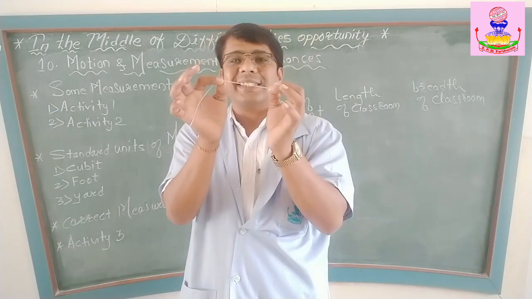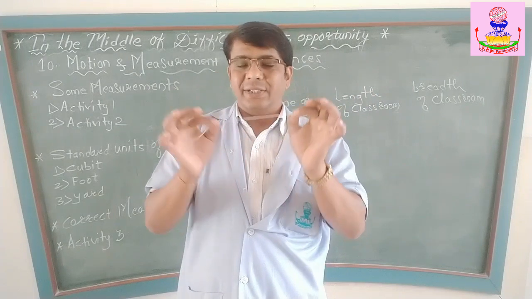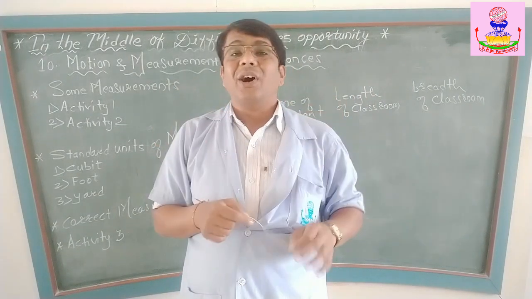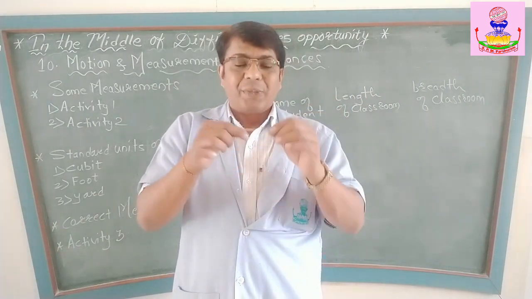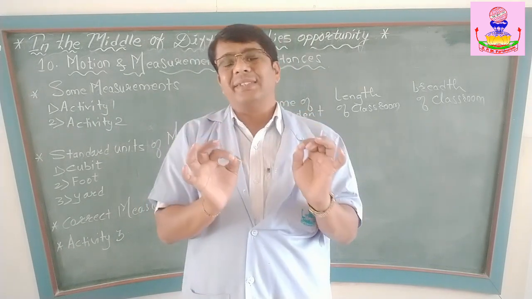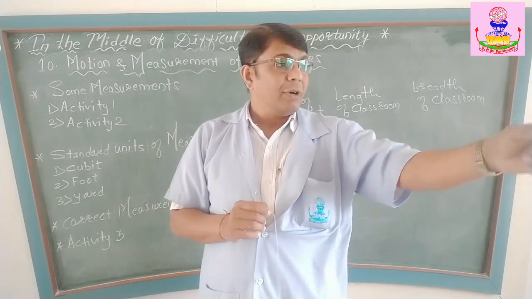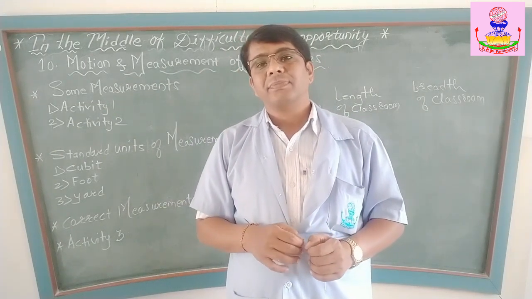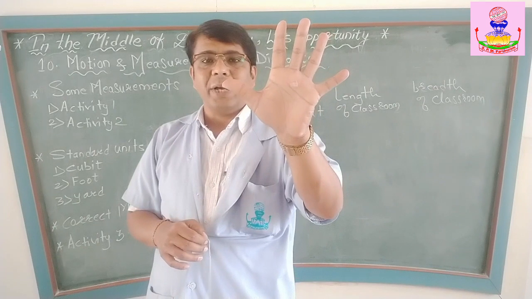So how much fraction? Suppose this much is there. So 1/4 fraction, or half of the string, that is half of the foot, or 3/4 of the foot. In that way you can measure it. So that will help you, even while taking the width of the table using hand span.